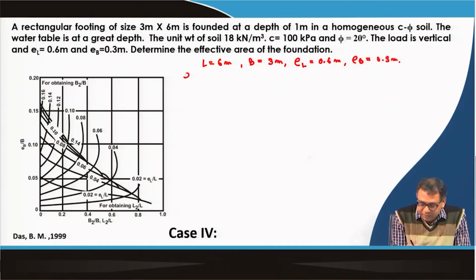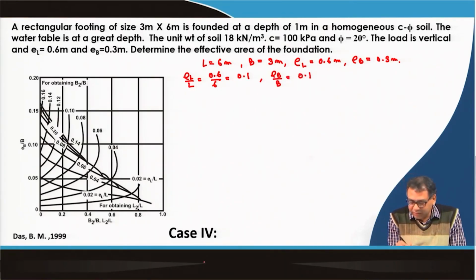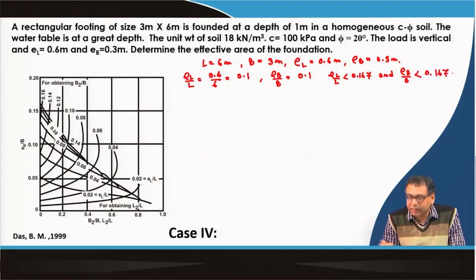Okay. So, now EL by L is equal to 0.6 divided by 6, which is 0.1, and EB by B is also 0.1. Okay. So, now in this case both EL by L and EB by B are less than 0.167. Okay. So, that means it is case 4.